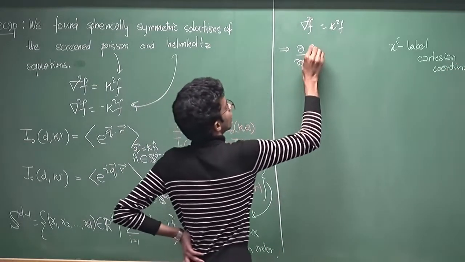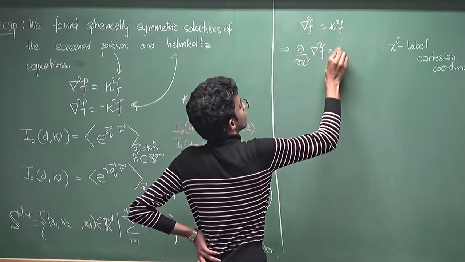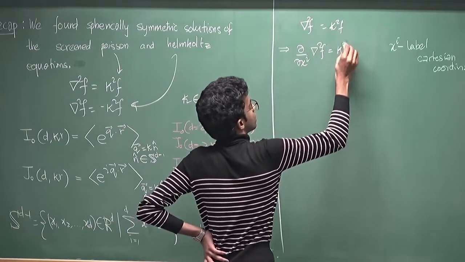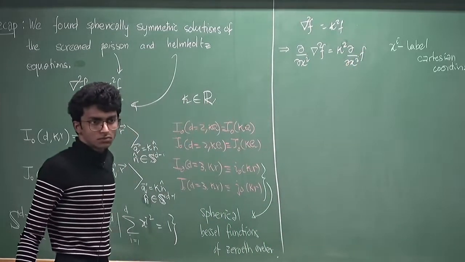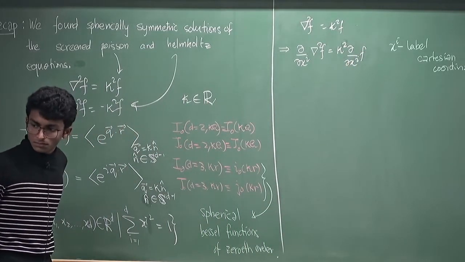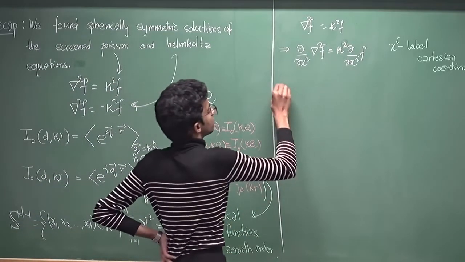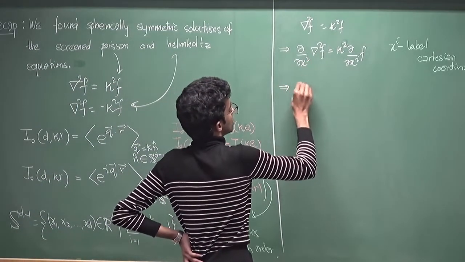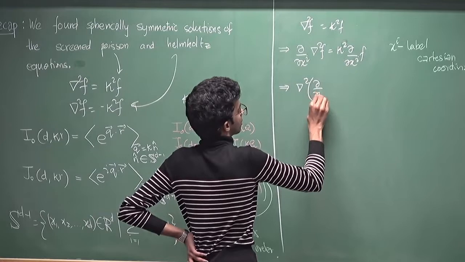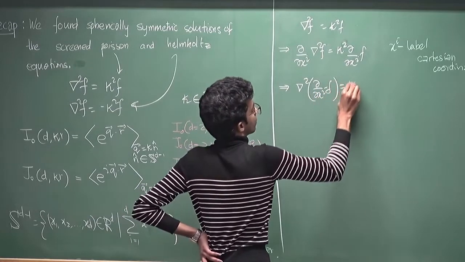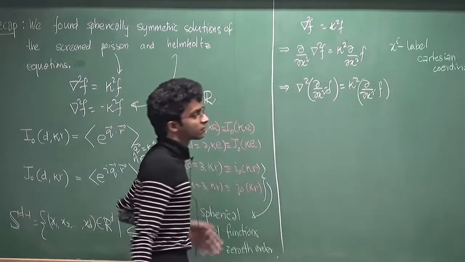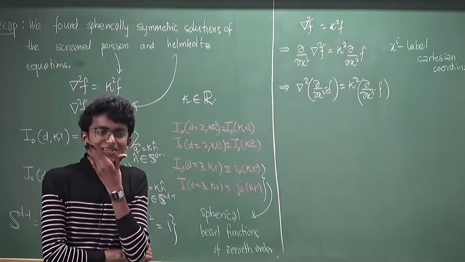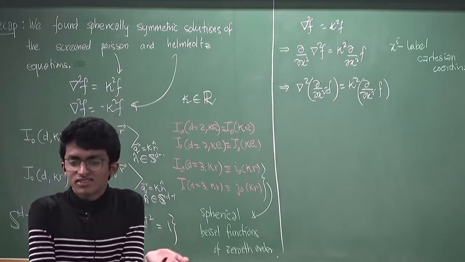Del xi on grad squared of f equal to kappa squared, which remember is a constant, del xi on f, which implies, since these two commute, grad squared on del xi on f equal to kappa squared on del xi on f. Okay? So that means we have found another solution.